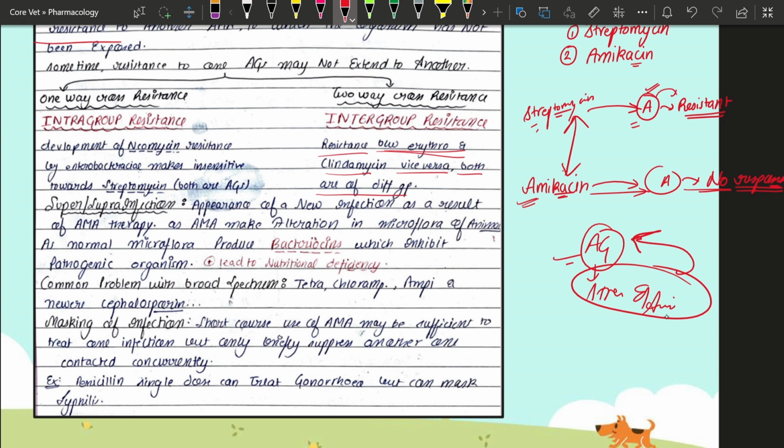Now there are certain terms again, like supra-infection. So what is it?